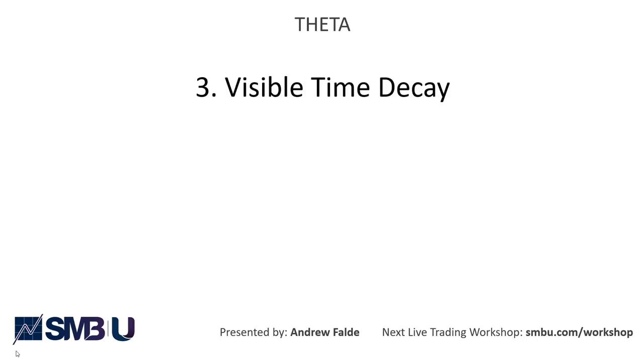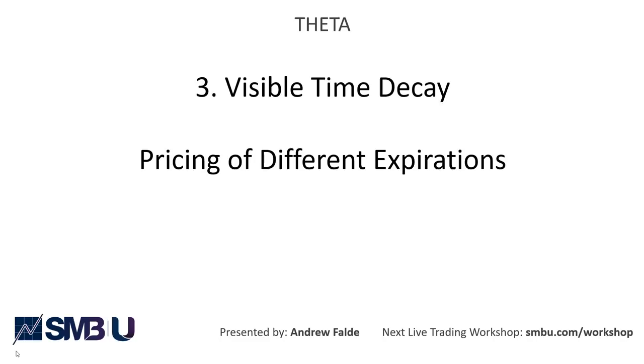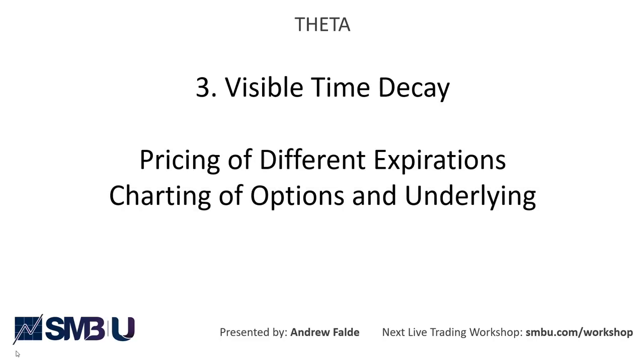Number 3, this decline in option pricing is visible. You can go see this for yourself. You can see this through pricing in different expirations, and you can see it through charting of options and underlyings. I'm going to do this for you right now and show you this. So first we'll look at the different expirations.